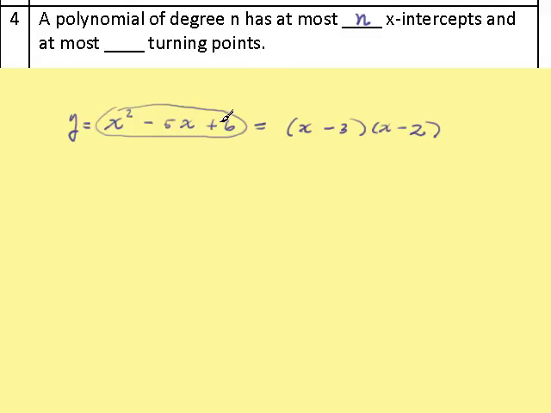And how many turning points? Well, let's go back to this example. This is a quadratic, or sometimes we call it a parabola, and basically the graph looks like this. 1 turning point. Degree 2, 1 turning point. Here the turning point is the vertex. So 1 less than the degree, and that works for all polynomials, all degrees. A polynomial of degree n has at most n minus 1 turning points.